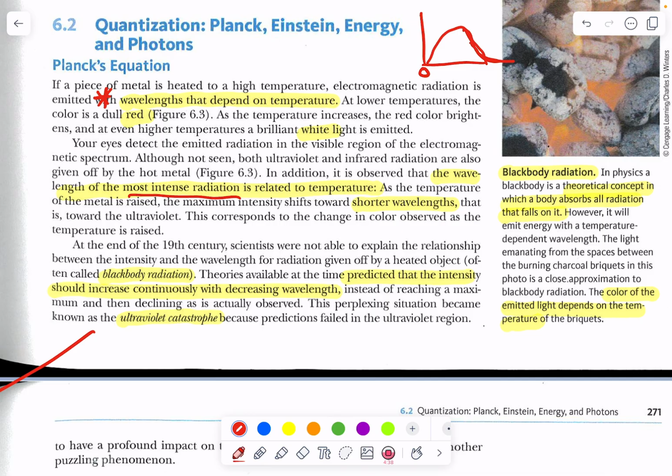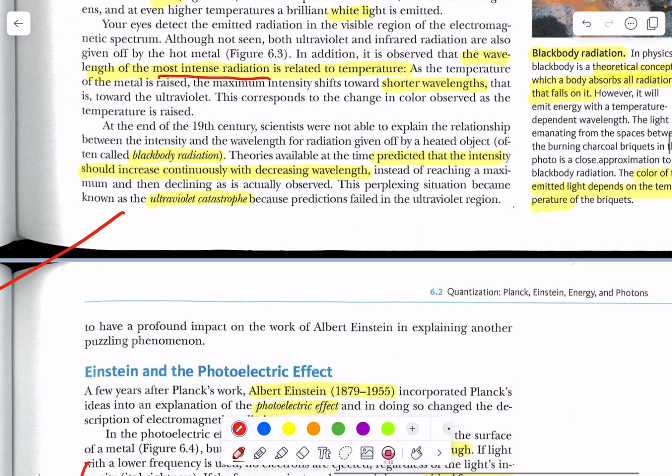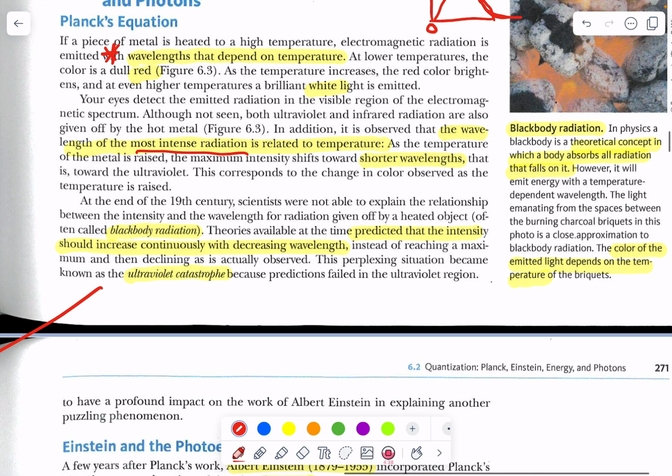Now, the other thing, though, that you might predict is that as the frequency gets greater and greater, the energy should get greater and greater, and you should have a graph that continually goes up and up and up. And we're going to see that that turns out not to be true at all. But before we get to that, let's talk about something called a black body radiation.